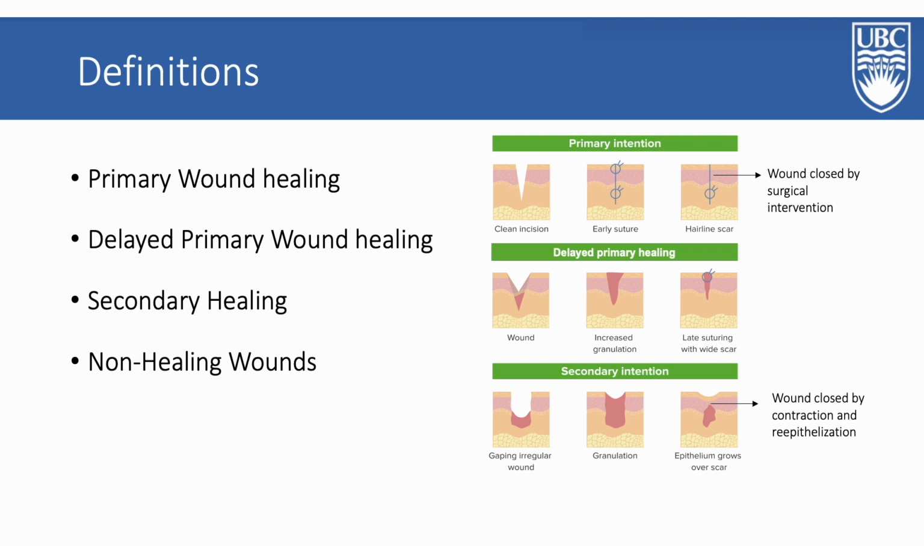Primary wound healing is when the edges of a wound are reapproximated within hours. Delayed primary healing is when the edges of the wound are closed at 3 to 4 days. The wound strength is the same as primary wound healing. Secondary wound healing is when the wound closes by contraction, mainly a result of myofibroblasts and epithelialization. Non-healing wounds are when a wound fails to close and re-epithelialize within a reasonable time frame, usually 30 days. This is usually a result of local and systemic factors that we will review later in the presentation.